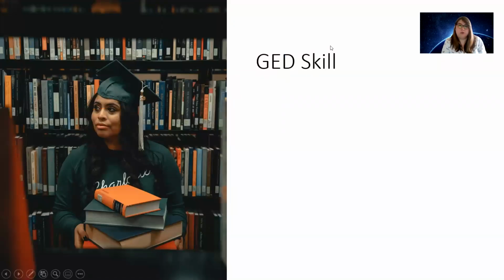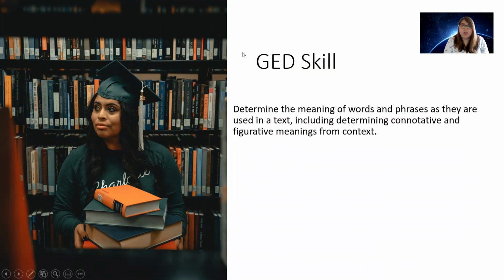So the reason that we are focusing on this skill is because this is one of our major GED skills for our reading test. We need to be able to determine what the meaning of a word is. So we're determining the meanings of words and phrases as they are used inside of a text. And that includes determining connotative and figurative meanings from context. So we're going to be working with these words, connotative and figurative meanings from context. We're going to be working on that a little bit later.